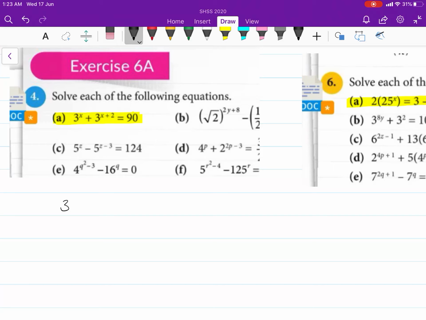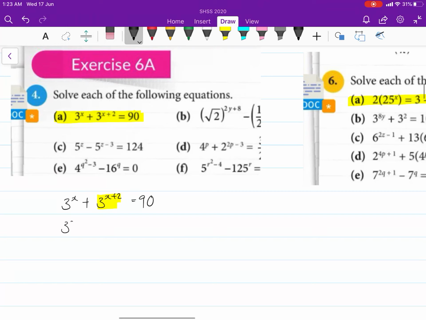Let's take a look at exercise 6A question 4a. We have 3 to the power of x plus 3 to the power of x plus 2 equals to 90. We need to split this up using indices. So how to split this up? This is 3 to the power of x plus 3 to the power of x multiplied by 3 to the power of 2 equals to 90.